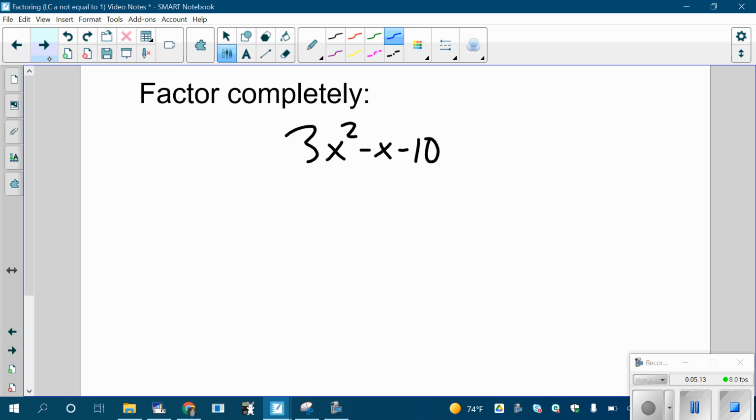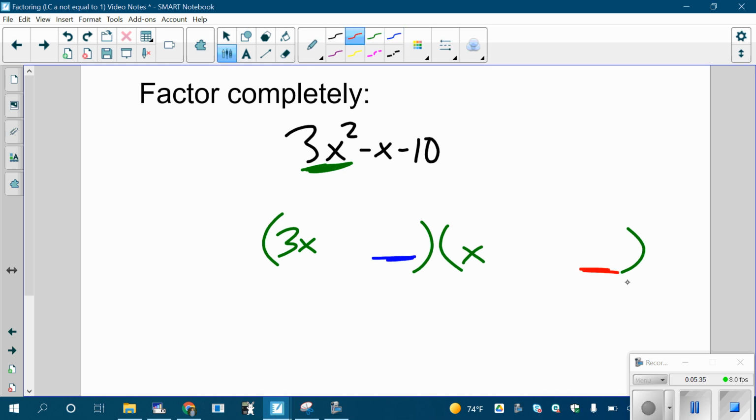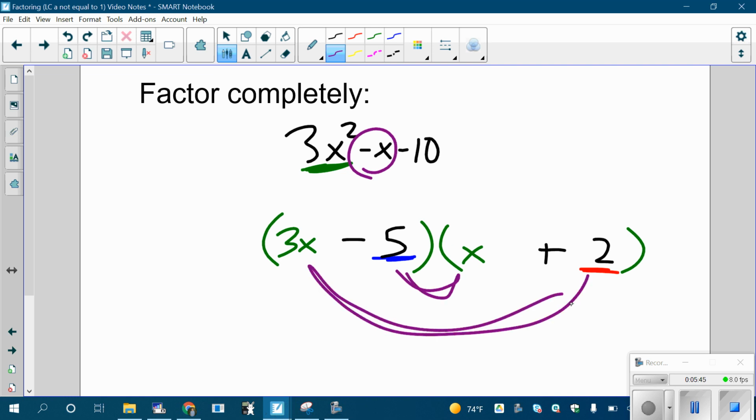Last one. Ooh, can't take out a greatest common factor, so this is going to be that harder type of factoring. I'm going to put down my binomials. I have to get a 3x squared. It's got to be a 3x and an x. There's no other options there. These two numbers, the blue and the red, have to multiply to -10, and I'm just going to start guessing. -5 and +2. Would that give me the correct middle term? Would that be -5x plus 6x? No, that'd be positive x, but I'm close. That'd be 1x. I want -1x.